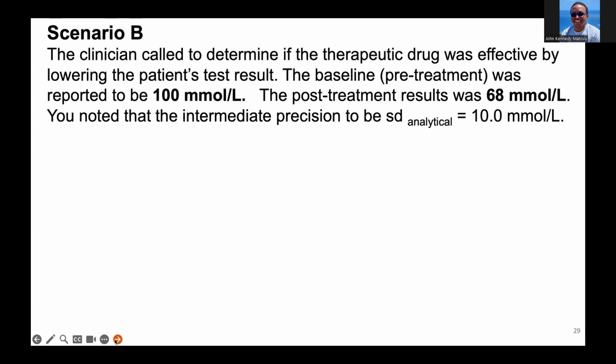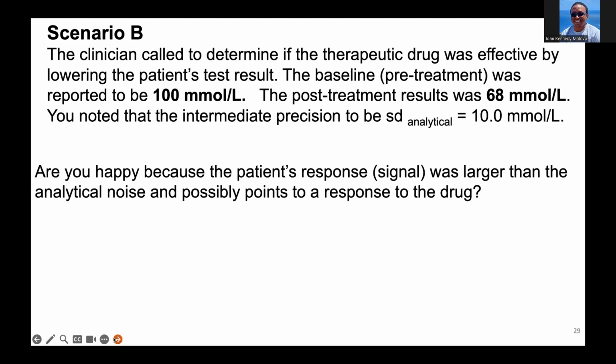Now, scenario B, and I have 1 minute to take you through scenario B, but we'll try. Say the clinician called to determine if the therapeutic drug was effective by lowering the patient's test results. So now we have another scenario, right? Think about scenario A, same scenario. Pre-treatment, we were at 100 millimoles per liter. Post-treatment, we are now at 68 millimoles per liter. Our imprecision is still the same at 10, right? And we're using our same 95% confidence intervals.